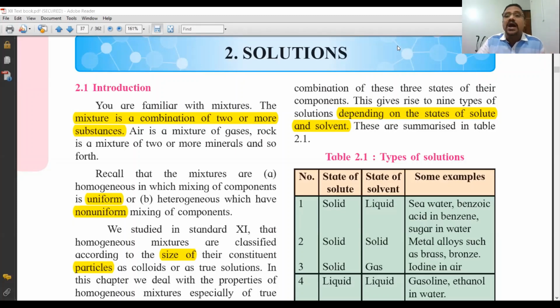Here I want to highlight the word physically, because the whole chapter is related to physical changes. Whatever concepts are given in this chapter, all are dependent on or related to physical changes. My dear students, we are not at all dealing with any type of chemical changes. This is the first point I want to tell you.